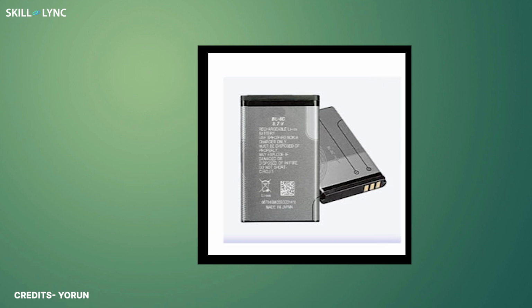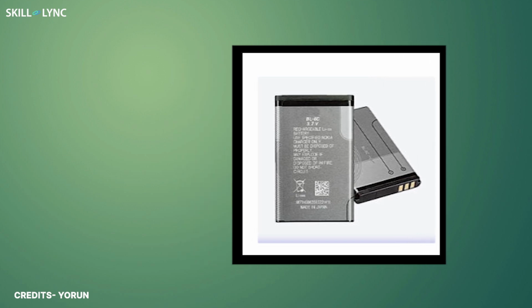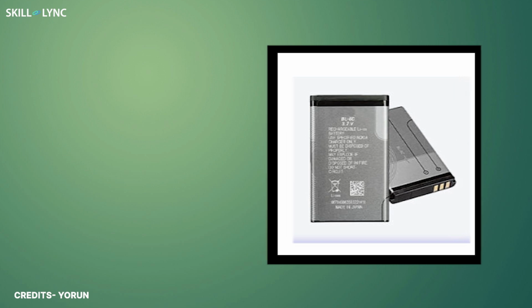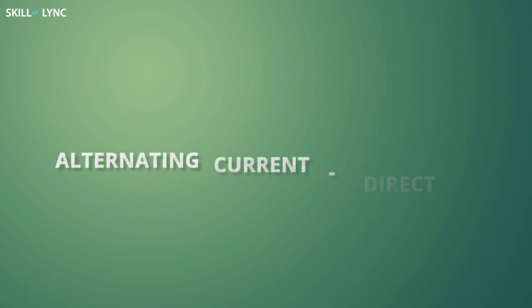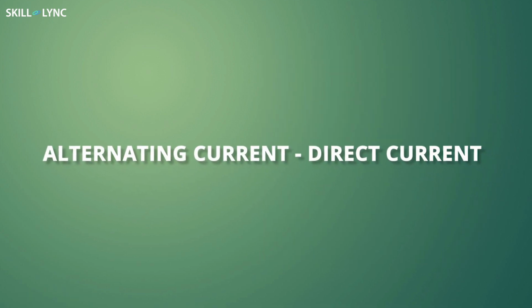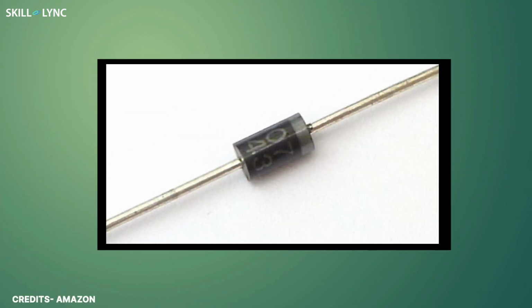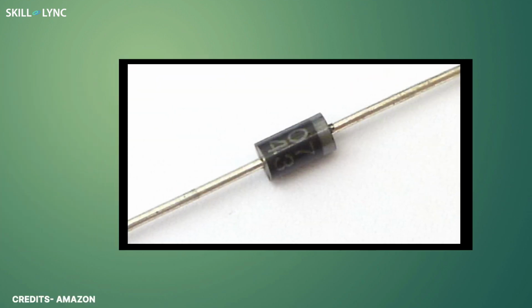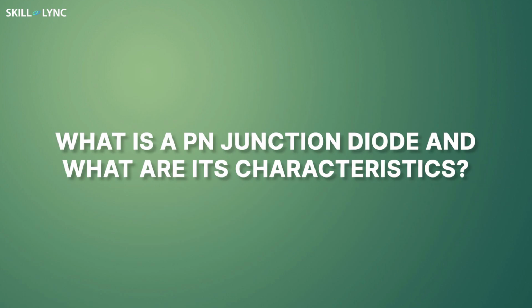This makes us resort to DC, which can be stored, and hence we do not have to move around all the time with our phones connected to the supply. Hence, we need to convert this AC into DC, which is done with the help of a PN Junction Diode, which allows current to flow in only one direction. What is a PN Junction Diode and what are its characteristics? These are the questions that we'll be covering in our video today.